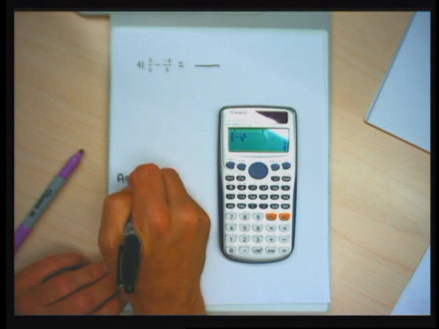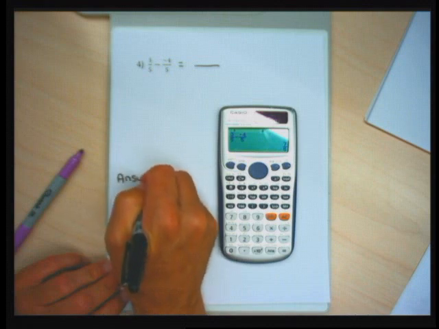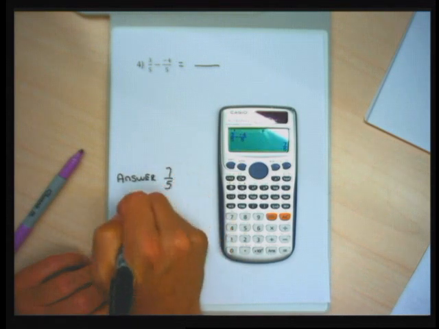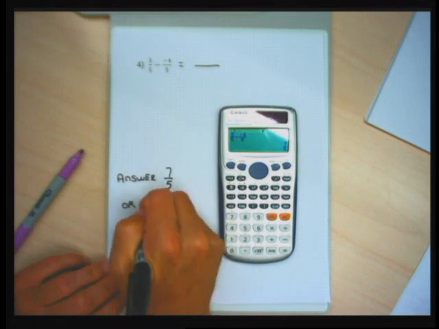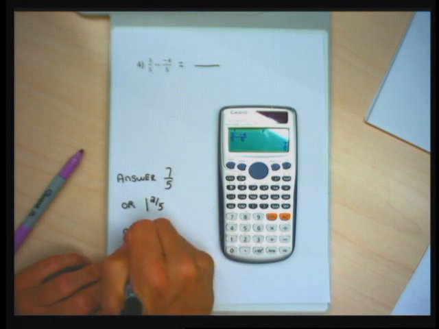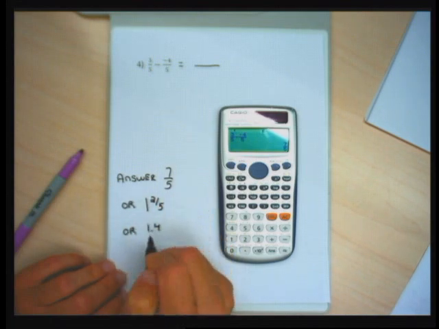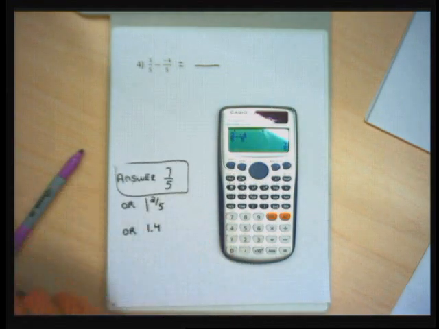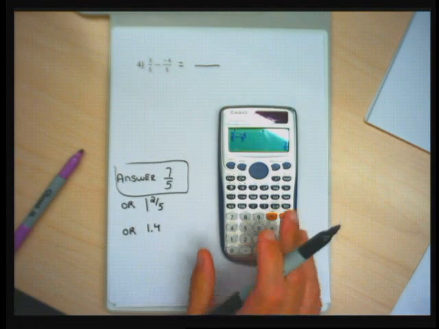I prefer what my calculator gives me, the improper fraction, but it wouldn't be wrong if you wrote a mixed fraction, and it equivalently wouldn't be wrong if you wrote a decimal, but I prefer the improper fraction if I had my choice.